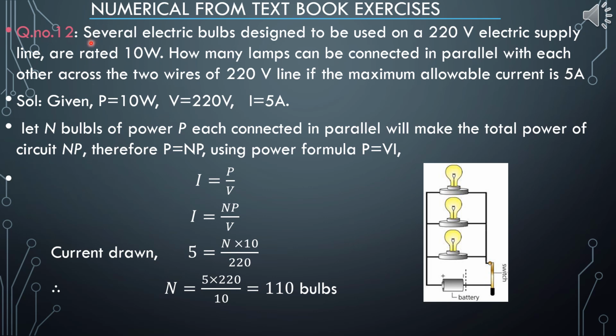Dear students, till the last video I have covered all example questions and exercise questions till number 11. Let us start question number 12. The question is: several electric bulbs designed to be used on a 220 volt electric supply line are rated 10 watt. How many lamps can be connected in parallel with each other across the two wires of the 220 volt line if the maximum allowable current is 5 amp?